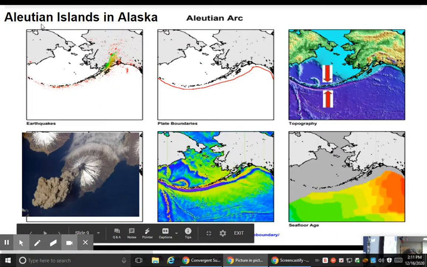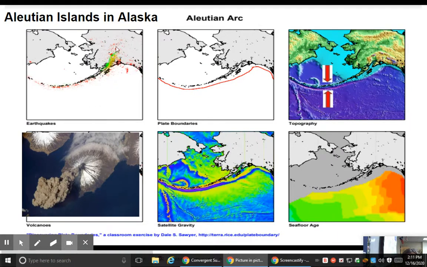Now we're going to analyze some maps on the Aleutian Islands in Alaska. So here, all along where these dots are, we're seeing earthquakes. Here we have a plate boundary of an oceanic plate and another oceanic plate converging. And here we see that motion with our topographic map, we'll have putting the arrows there. Volcanoes, those are going to be the volcanic island arcs.